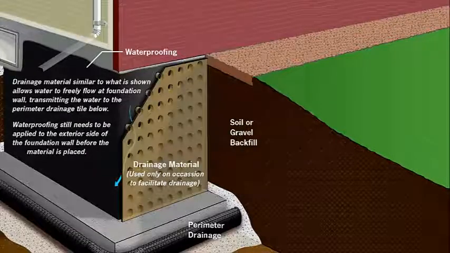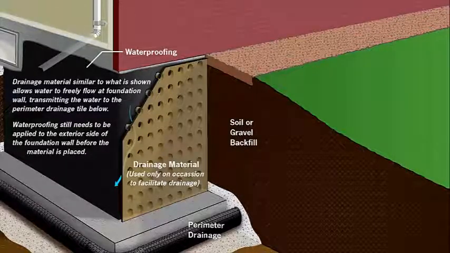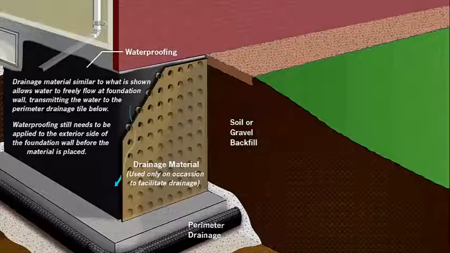Sometimes, drainage material is applied over the exterior waterproofing material to facilitate the movement of water down to the perimeter drain lines. This is more common where subsurface water is a significant problem. The perimeter drainage system that collects the water below may consist of perforated or loosely fit tile set in place and backfilled with gravel, or it may be an integral drain line built into the concrete footing forms.